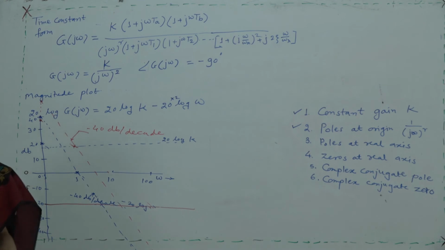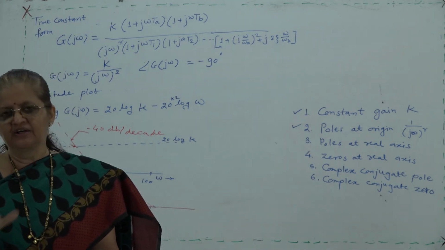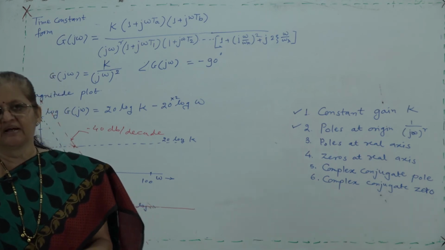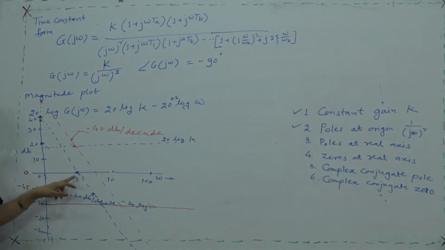So, if r poles are at origin, what you will get? Minus 20 into r dB per decade is the slope of the line. It will pass at 20 log of k, or at 1 it is 20 log of k. So, one point and slope of the line if you have, you can draw a line. Okay. So, combine this together.